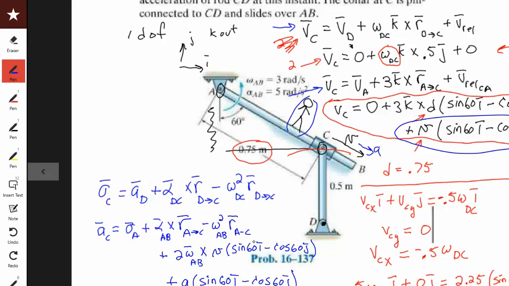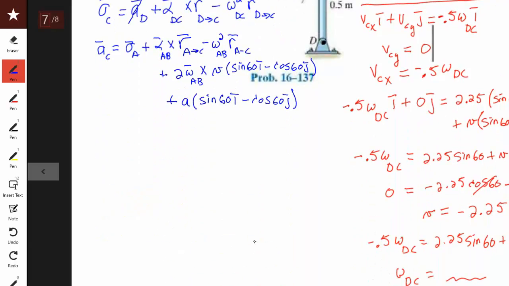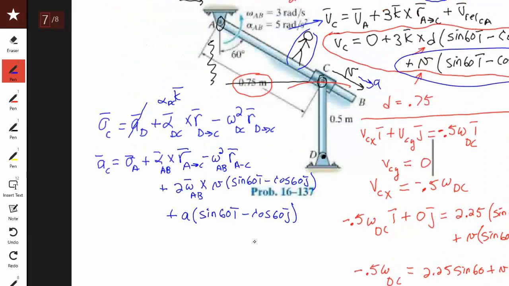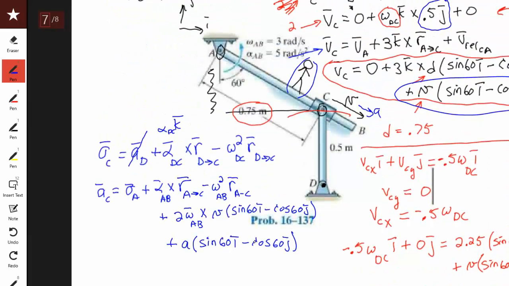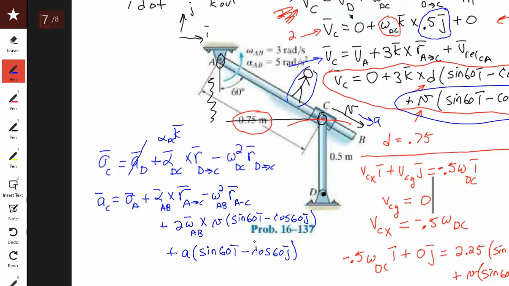Okay, so let's talk about this. Acceleration of D. Well, D is in permanent contact with the ground. That's gone. That's 0. What's alpha DC? Oh, I don't know, but call it alpha DC K. I think it's counterclockwise. The R is what I had before, so it's right here, and we'll plug that in. Omega DC, I solved for that. That's down here. That's why you do the velocities first, so you can get the omegas. So I know the omega. The R, it's 0.5J, just like it was before. So I can plug everything in there.